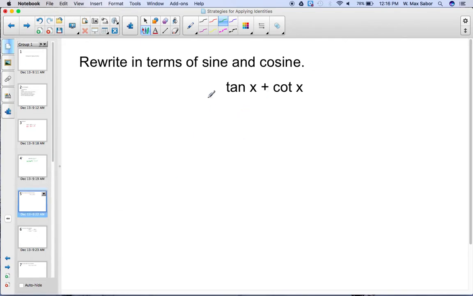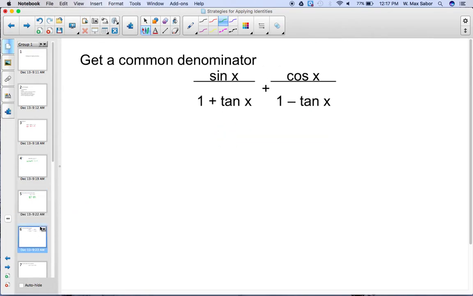Rewriting in terms of sine and cosine. So when we say tangent plus cotangent, well, I think of doing sine over cosine plus cosine over sine. And this makes it easier, especially when we tie into our next idea, which is getting a common denominator. If we get a common denominator here, then we'll have a simpler expression to deal with.